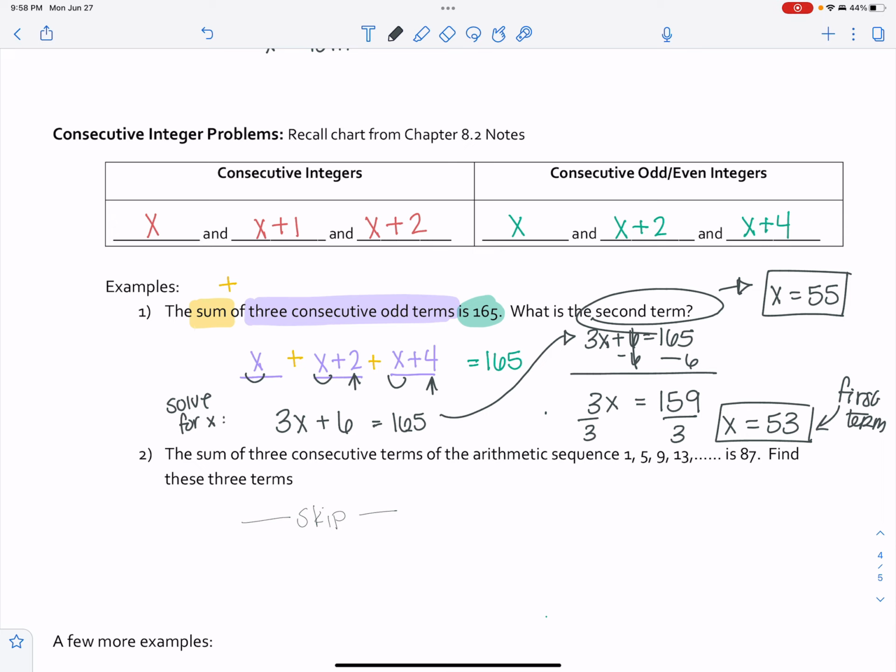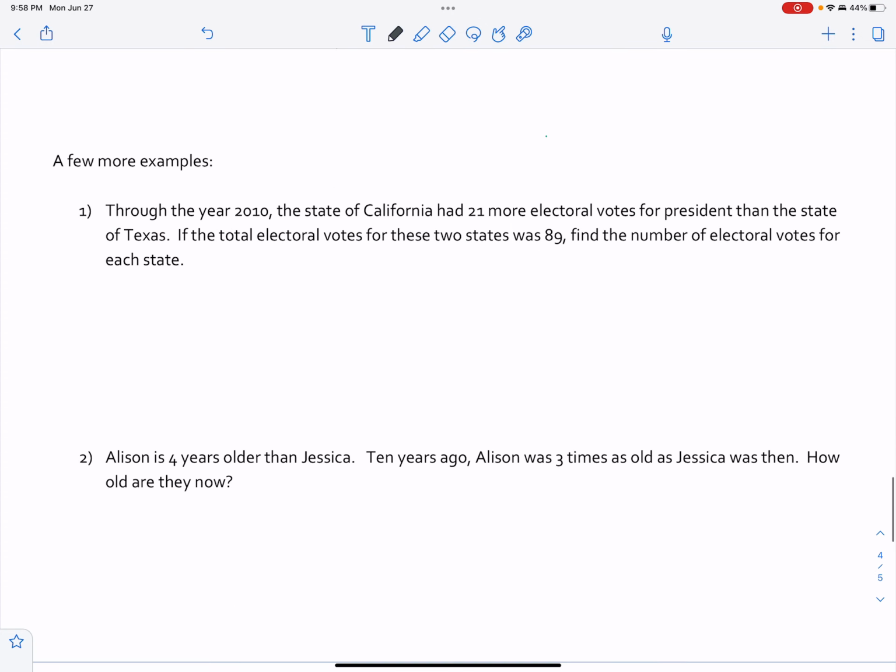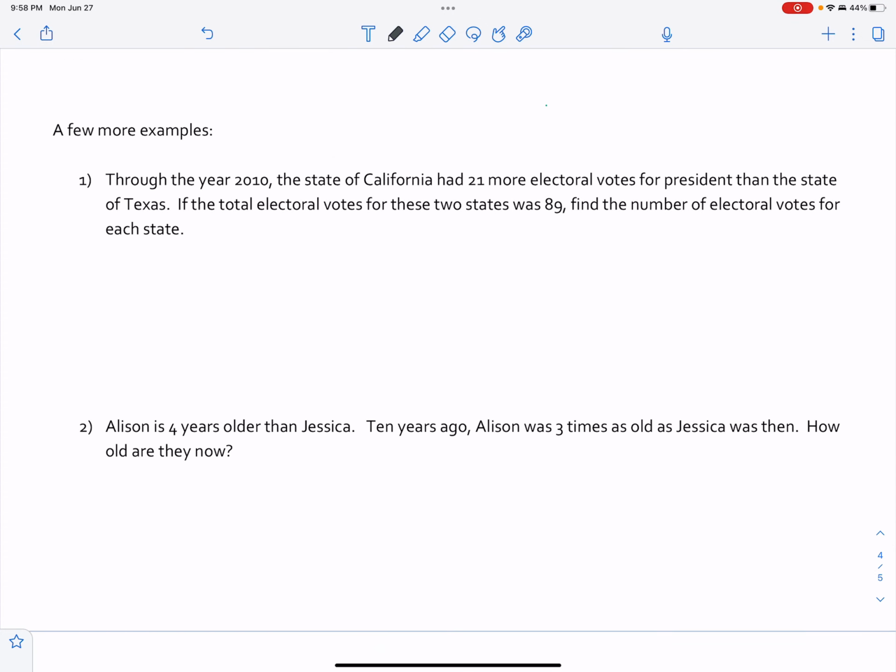We're going to skip number 2. I took it out of the homework anyway. I just haven't removed it from the notes. And so here's our last example. Also going to skip this one because I have a video on that already. All right, so the next one.